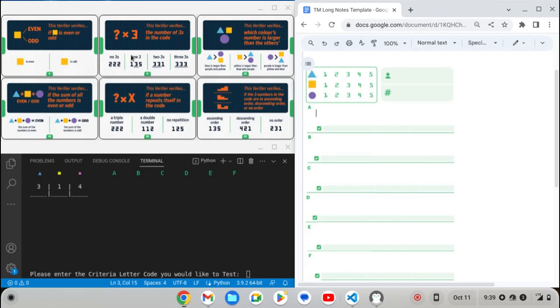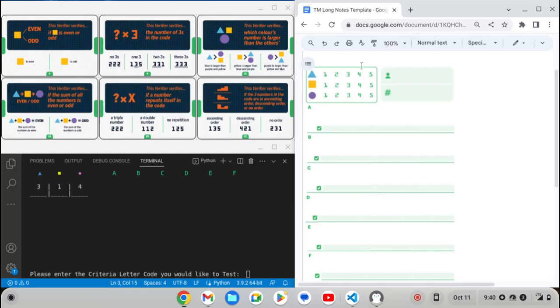Criteria card B will take a look at the 3-digit solution and will let us know how many of those digits are 3. Are there no 3s? Is there a single 3? Perhaps 2? Maybe even all 3 are 3. Criteria card C will take a look at the 3 digits, triangle, square, and circle, and will let us know which one is the absolute largest. Is triangle the largest? Is square the largest? Or is circle the largest?